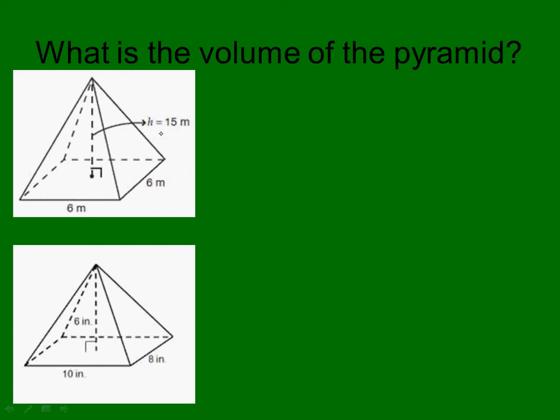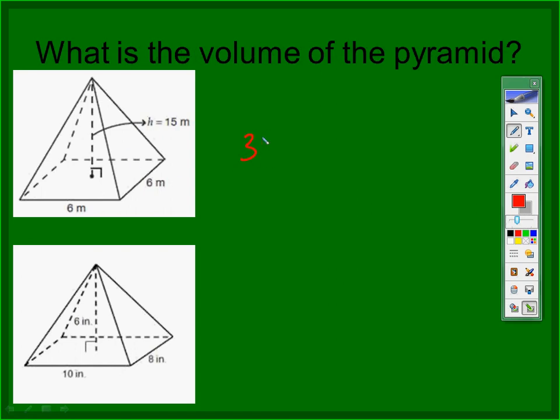In this case, my base is 36, 6 times 6, times my height, 15, divided by 3. 36 times 15 divided by 3 equals 180. And that would be in cubic meters. Down here, 8 times 10 times my height of 6 divided by 3 because it's a pyramid, and a pyramid is 1/3 of a prism. 8 times 10 times 6 divided by 3 is 160, and this would be in cubic inches.